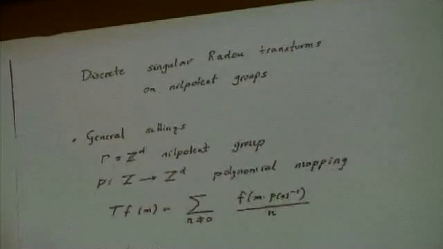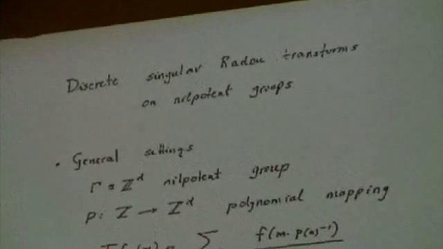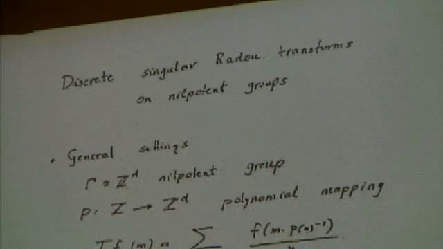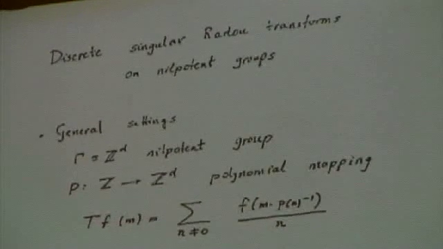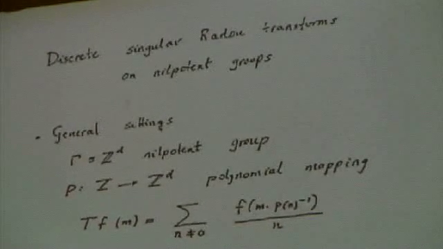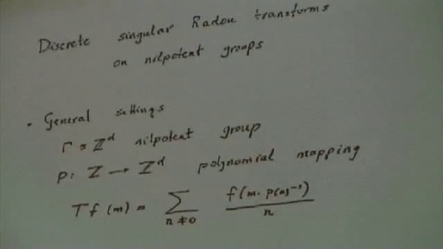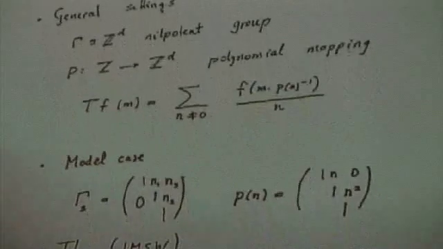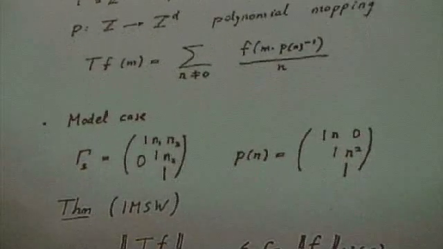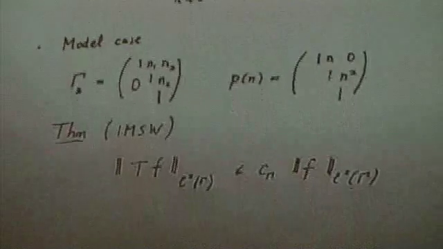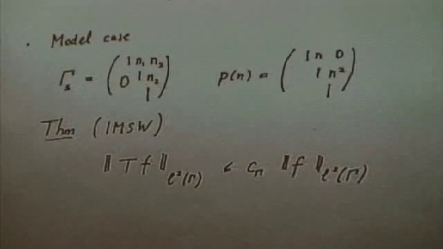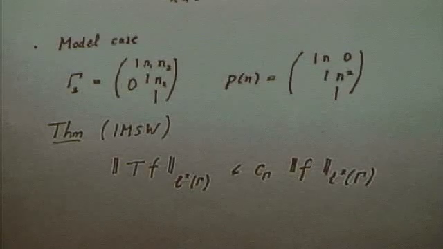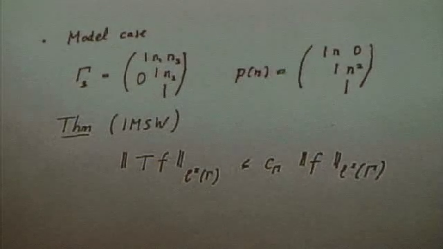You have a discrete nilpotent group, and you can think of it as identified with just a d-dimensional lattice, but it has a nilpotent structure. In fact, any discrete co-compact subgroups of nilpotent Lie groups, one can introduce coordinates to have this setting. And then you have a polynomial mapping from Z to Z^d. So basically you can think of polynomials with integral coefficients. It's a little less restrictive than that.